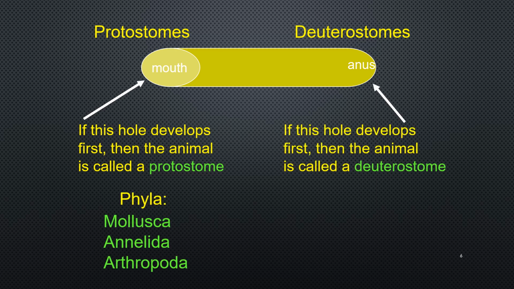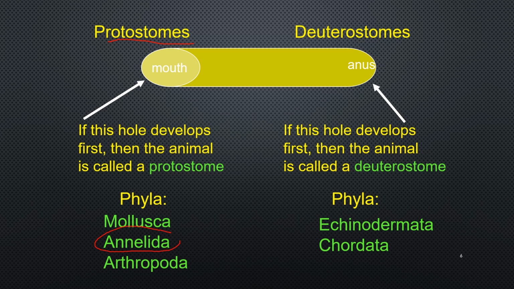So this is just my reminder for you. Our protostomes that we've been talking about, the mouth develops first from the blastopore. And we've already talked about annelida. Those were our segmented worms. They were protostomes. But today we're going to start continuing with mollusca. So that's where that falls in. And then we're going to later carry on with the arthropods.